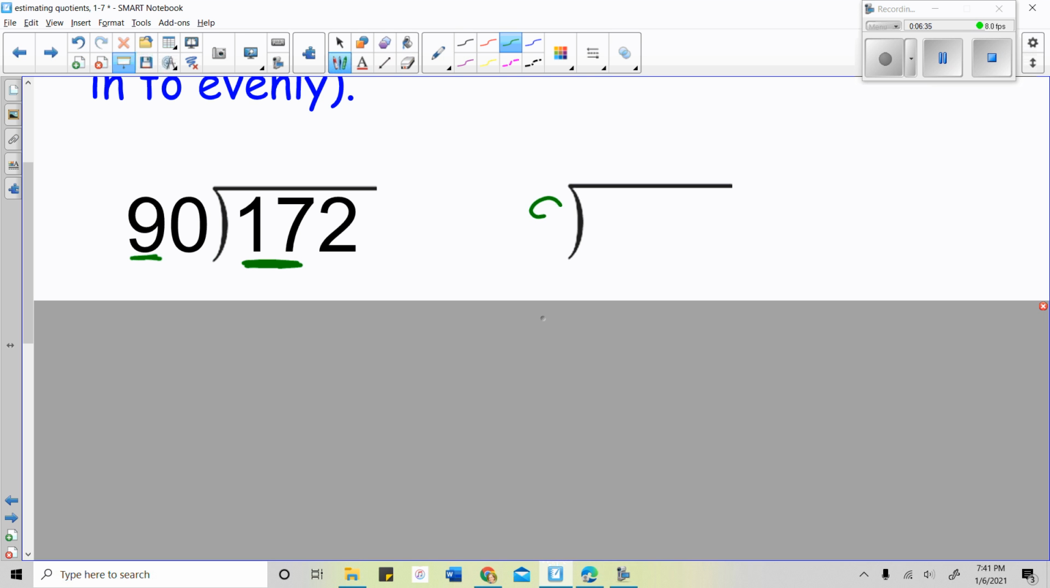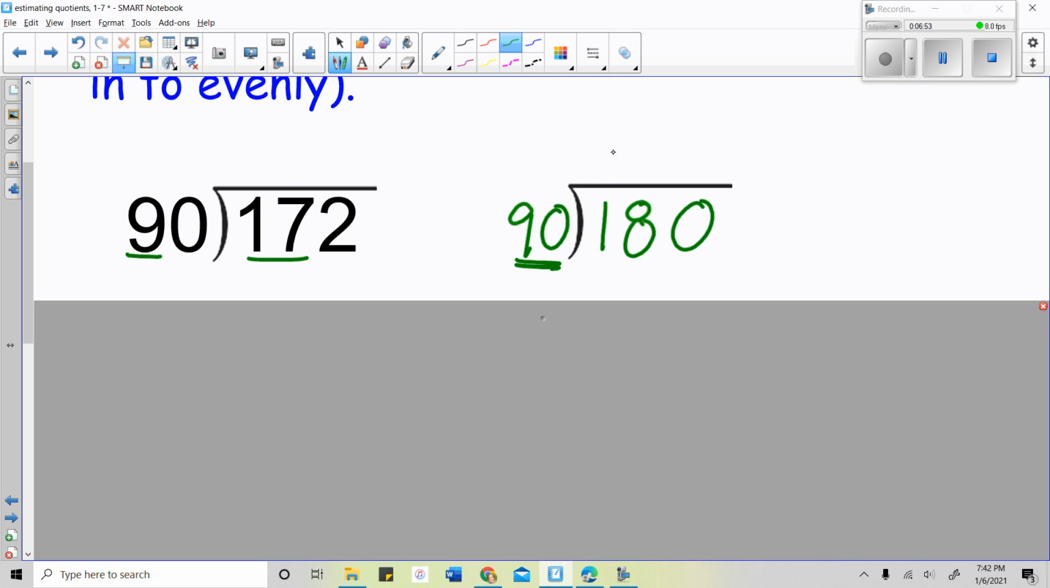So my compatible number, I'm just messing this one up all over the place. I apologize. So I do need to put the 90 here. So my compatible number would be 18. And I put the 0 on the end. Now you need to be careful because I am dividing by 90. I am not dividing by 9.